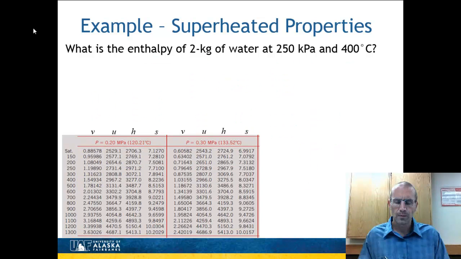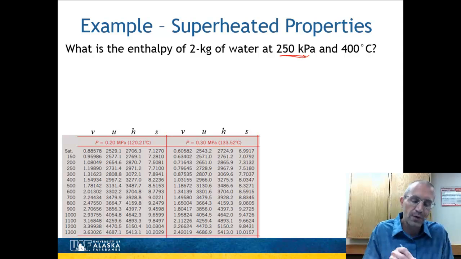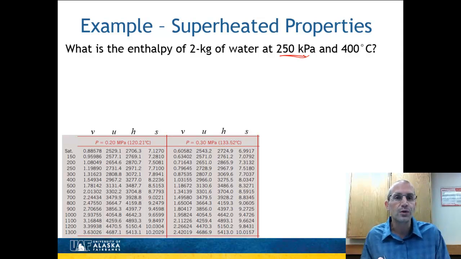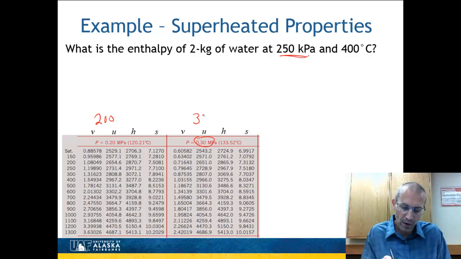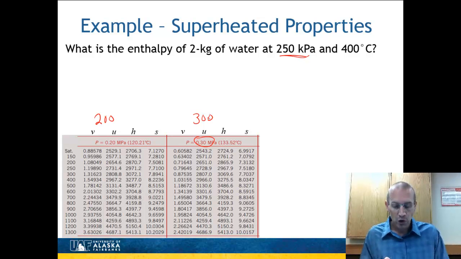Okay, let's do an example that's not quite as straightforward. Here I'm asked to find the enthalpy of 2 kilograms of water, but I want it at 250 kilopascals and 400 degrees Celsius. 250 kilopascals falls between the two tables I'm given. I've got one for 0.2 megapascals, which is 200 kilopascals, and 0.3 megapascals, or 300 kilopascals. And I need a value somewhere in between. So what I'm going to do is use these values and interpolate.